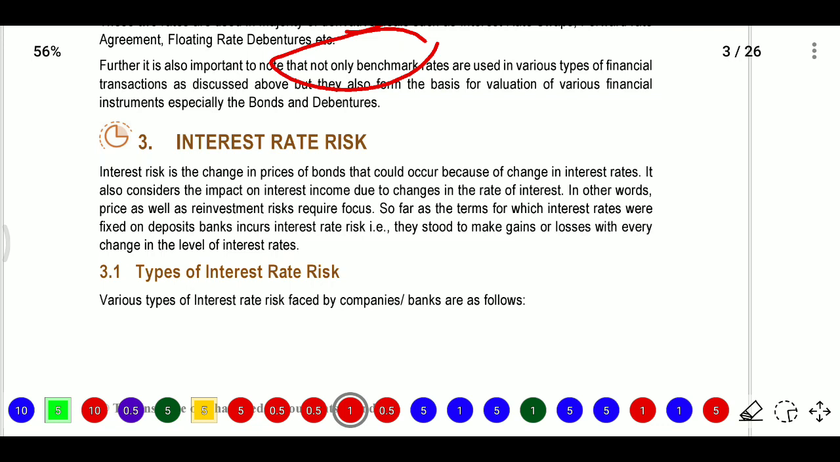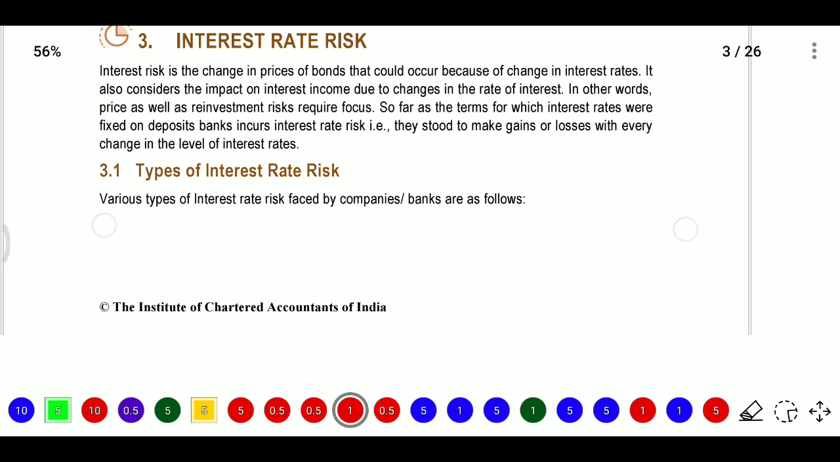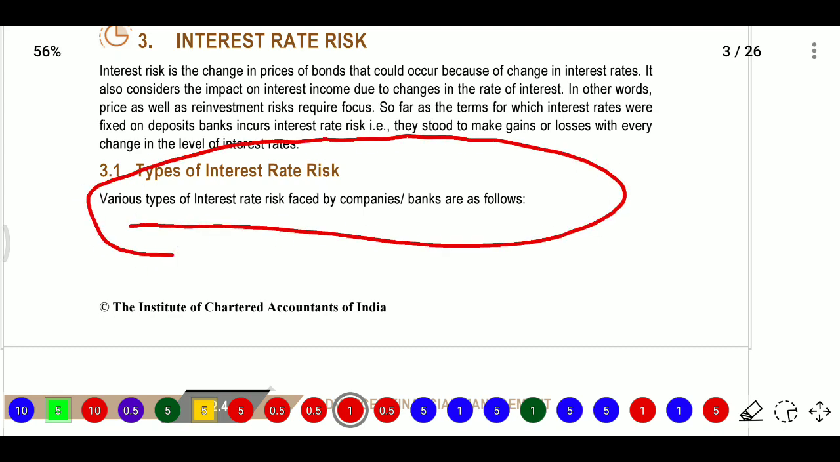So if you have invested in some bonds, then you will get interest income. In other words, we need to focus on price risk as well as reinvestment risk. For fixed deposit interest rates, banks incur interest rate risk. They make a gain or loss with every change in the level of interest. What are the types of interest rate risk? Various types of interest rate risk are faced by companies or banks.